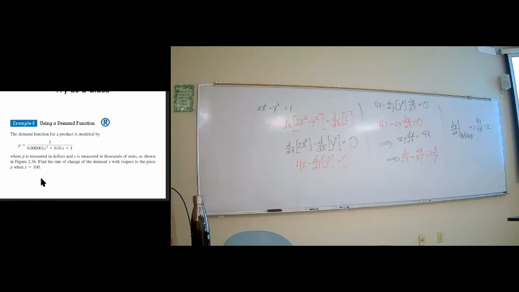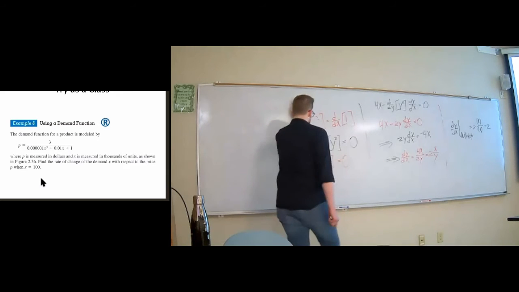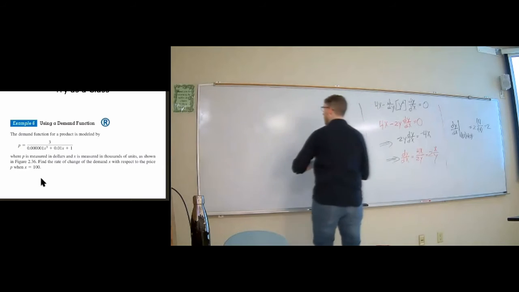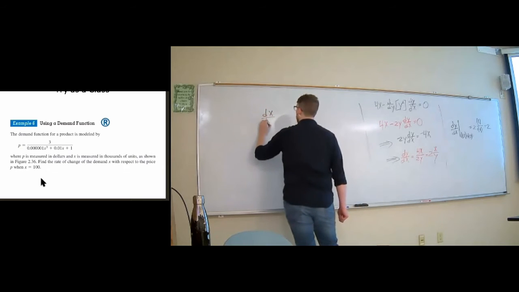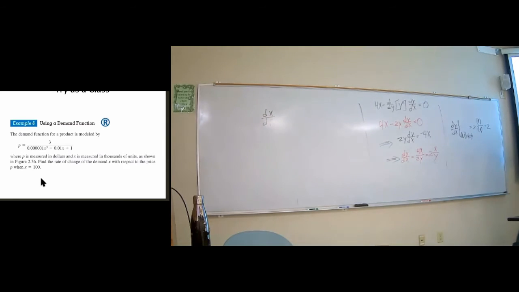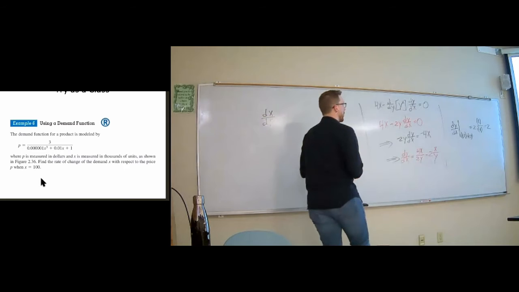What are we going to do here? What we're trying to find is dx/dp, not dp/dx. If we took the derivative right now, it would be dp/dx, right? That's not what we want. We want dx/dp.